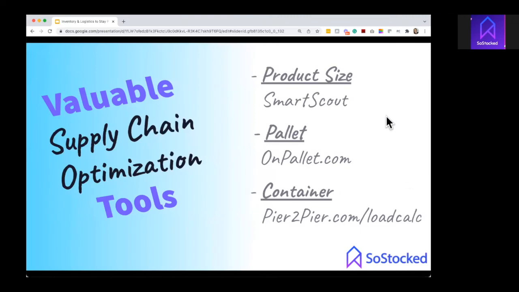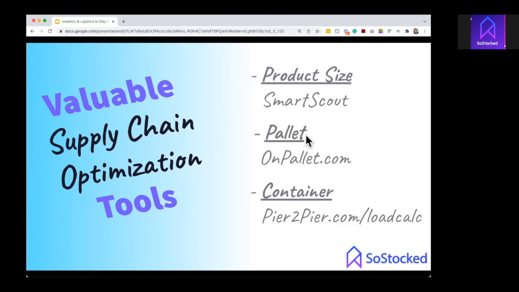Here are some valuable tools. Like I mentioned, we are working on a container tool, and it will actually replace this pallet tool. But for now, you've got your product size. There's a tool called Smart Scout. It's a paid tool, and it's important to know that. The benefit is that it'll tell you how to get into lower size tiers by changing up your packaging. That can be very valuable, because then you're paying less in Amazon fees, and you're also able to fit more units per carton, right? So consider: is there a way to reduce your packaging? Could you save more money by doing that?